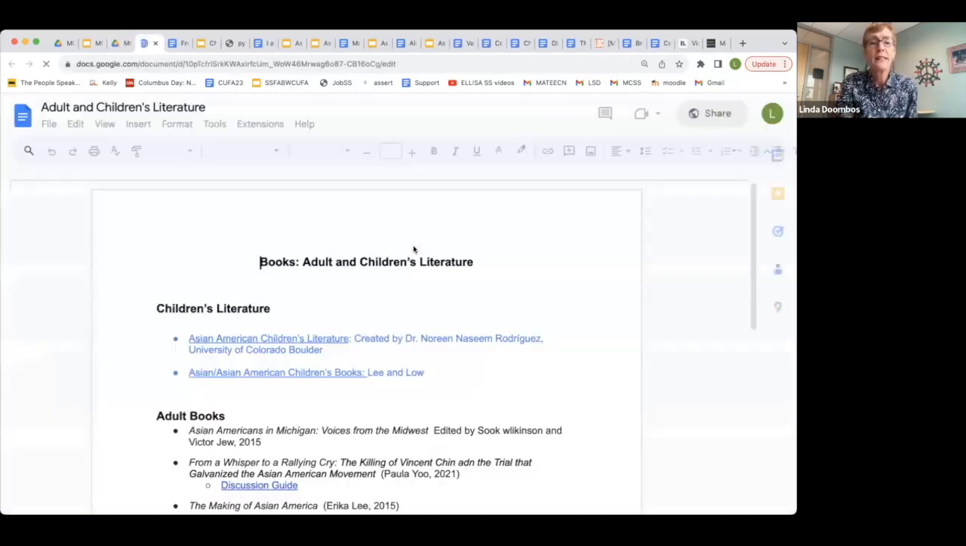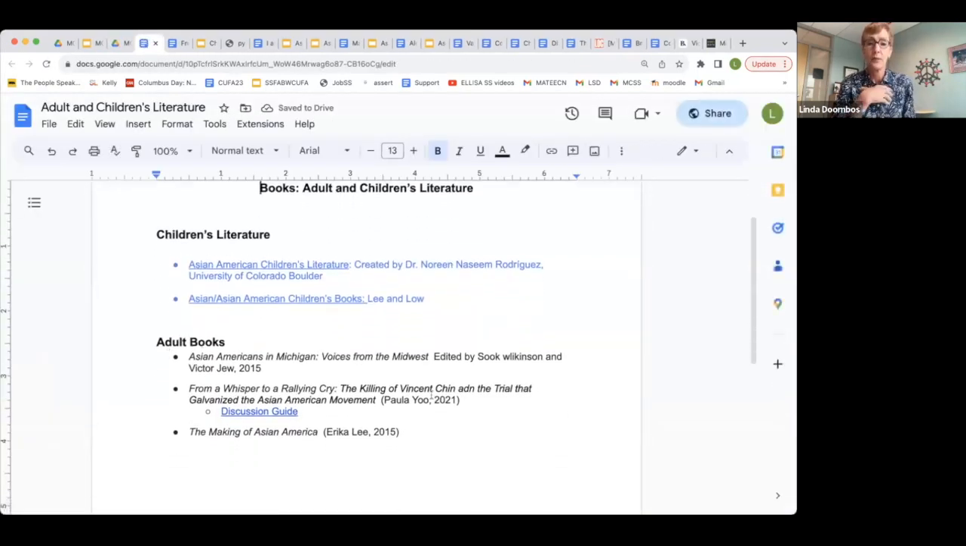Then very quickly, I have adult books that can help us. I found this Asian Americans in Michigan extremely helpful. It's all stories of different Asian Americans, and that's where I actually got those stories of Lynette and Catherine that you saw. Here's the story of Vincent Chin. This is a long book that I needed to read again, but Erica Lee, very famous historian, had a very large book about the making of Asian America, and it's fascinating to read. It just takes a while.